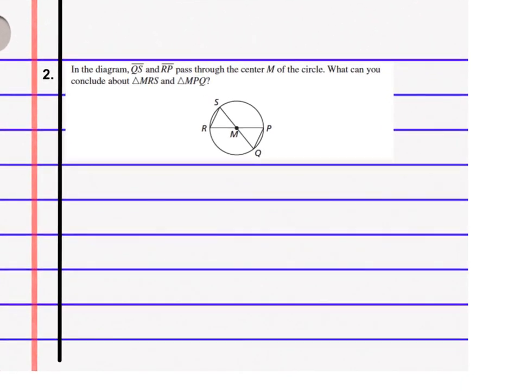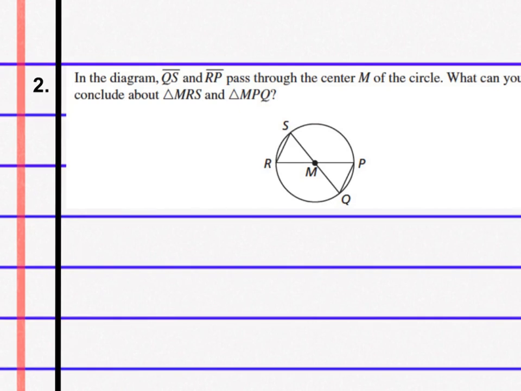All right, in the diagram, QS and RP pass through the center M of the circle. What can you conclude about triangle MRS and triangle MPQ? So let's start by kind of marking up the diagram and thinking about what we know.